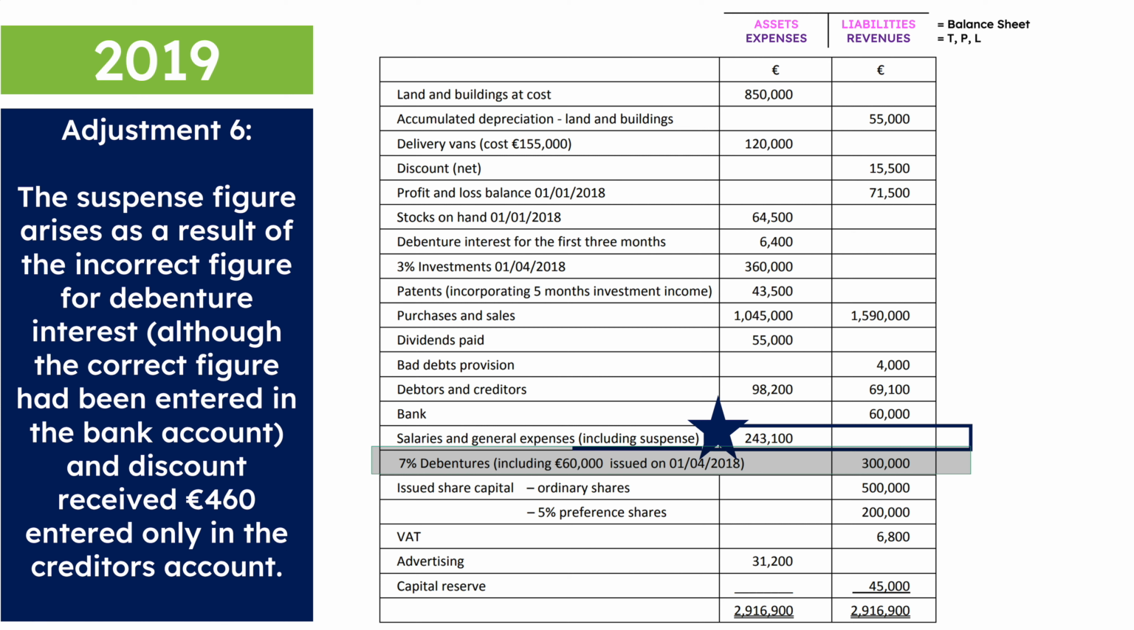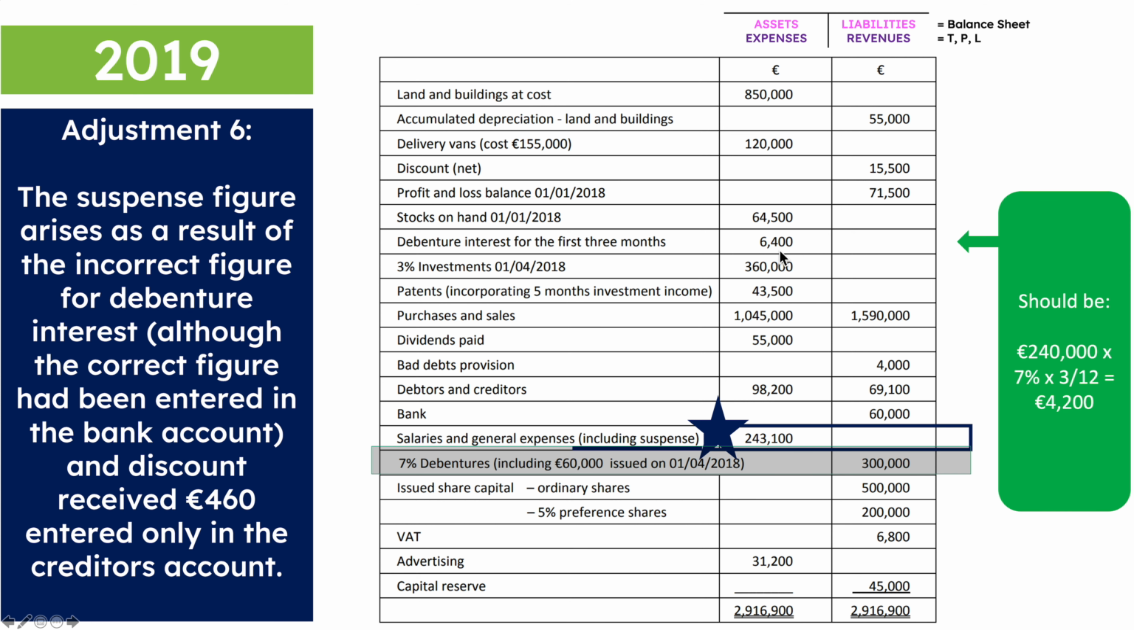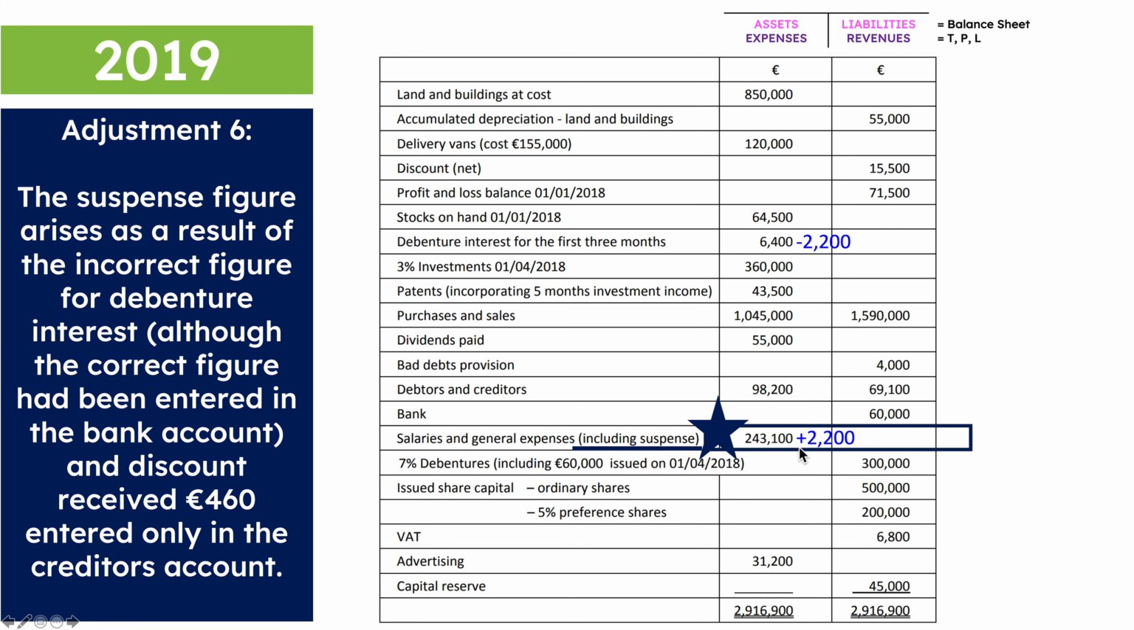Right, so debenture interest paid for the first 3 months, this is wrong. So what should it have been? So 240,000 by 7% by 3 over 12 is 4,200. So we were a good bit off there. So we have to minus 2,200 in order to get this to be the correct figure, which is 4,200. So my two sides don't equal when I minus 2,200 from one side. What I must do, go to my item incorporating suspense then, and to get the two sides to equal, I will add 2,200. So that's the first part done there.